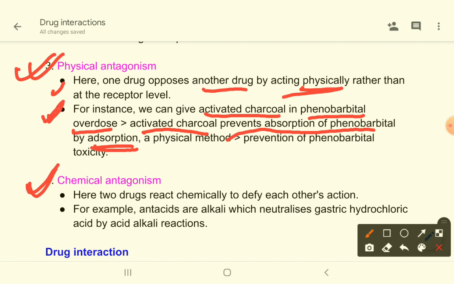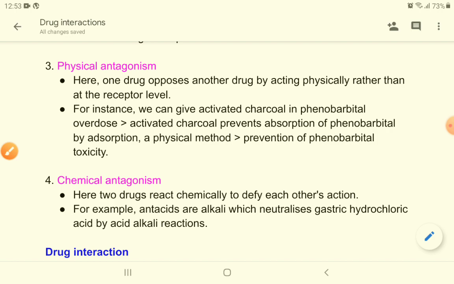Adsorption means the activated charcoal is producing a layer on the gut wall so that phenobarbital cannot be absorbed. So this is a physical method. There is prevention of phenobarbital toxicity. So phenobarbital cannot be absorbed into the systemic circulation and there will be prevention of toxicity.